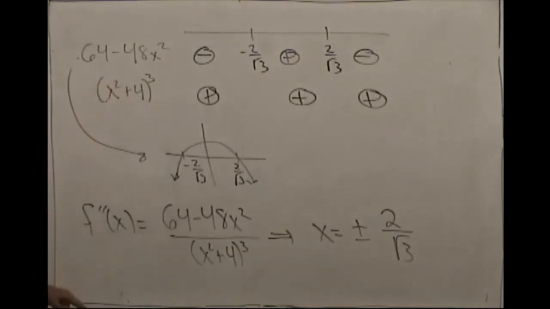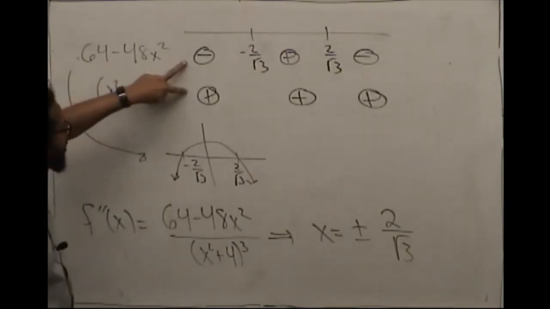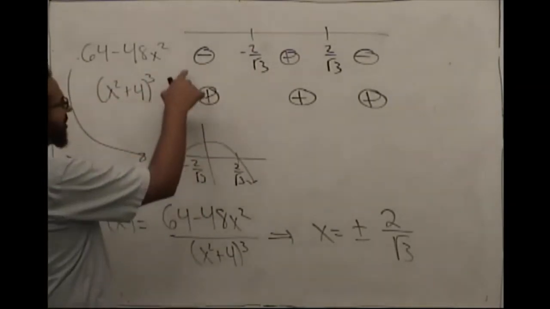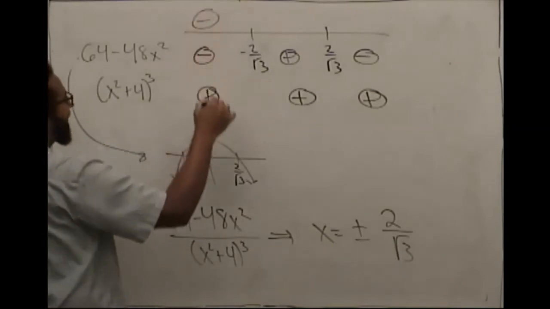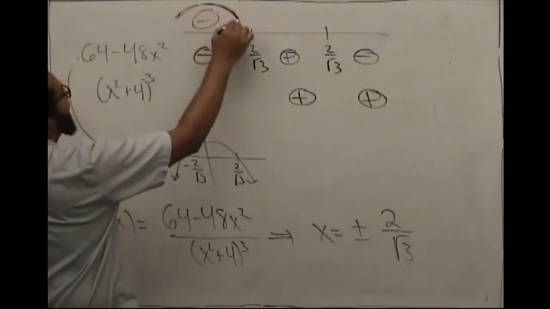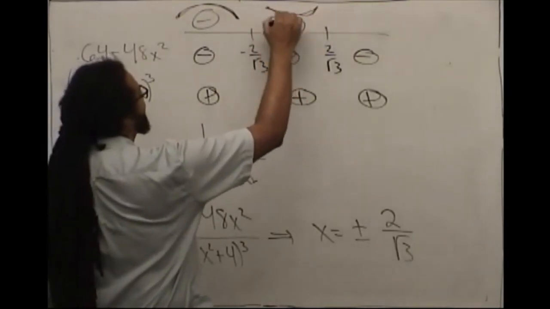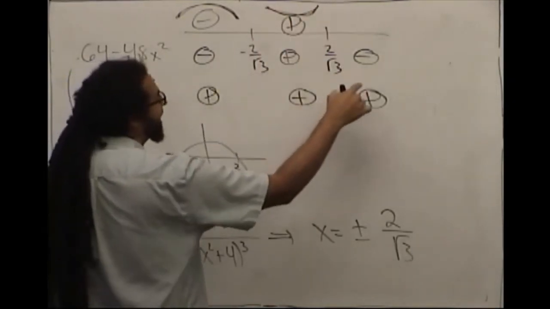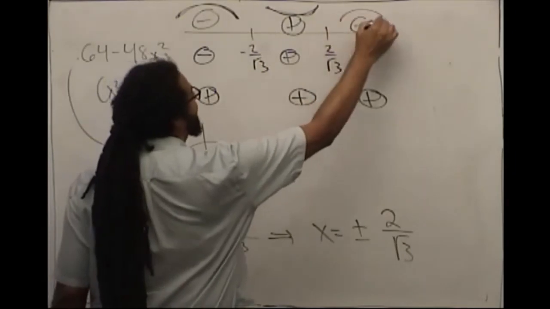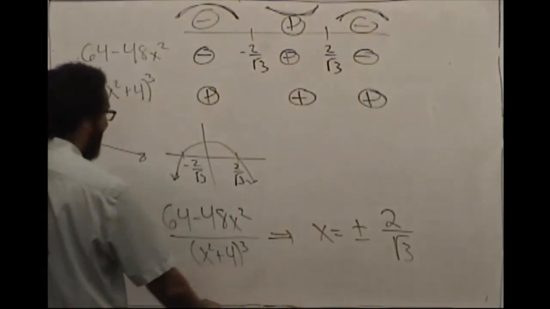And so now all we have to do is just multiply this stuff together. So a negative and a plus is a negative. So I know it's concave down here. A positive and a positive is a positive. So I know it's concave up here. And then a negative and a positive is negative. So there it's going to be concave down.